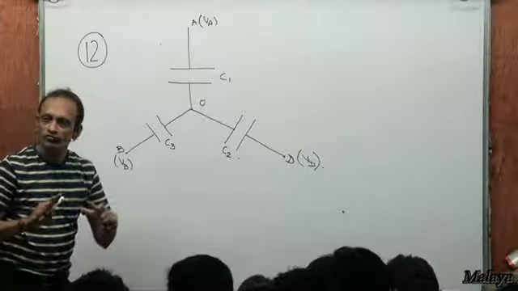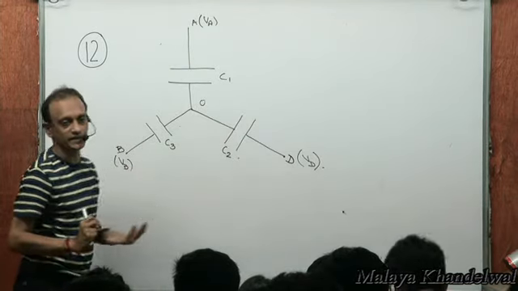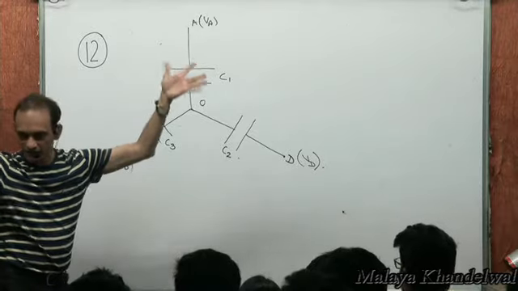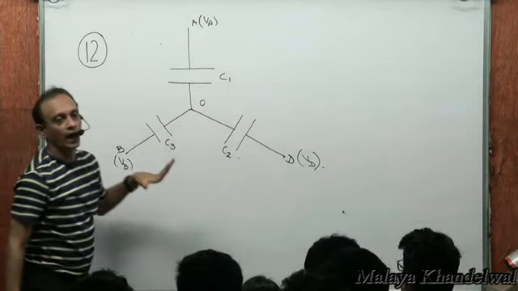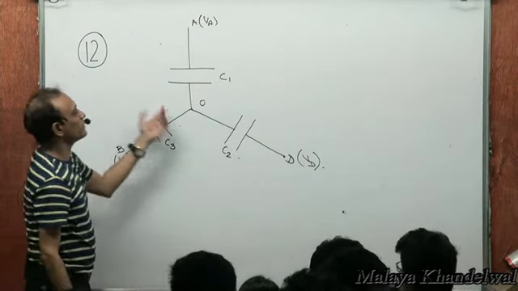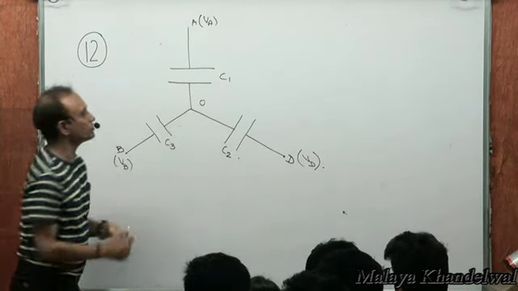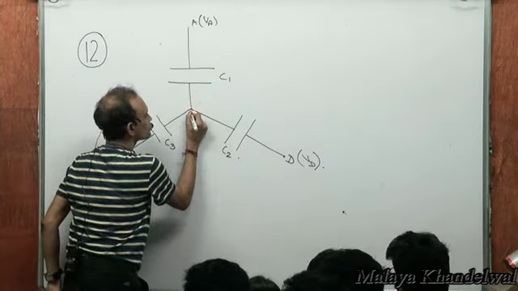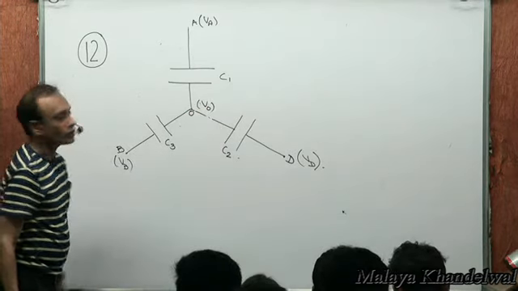Right, so fairly simple. These are three capacitors connected as shown, a part of a bigger network, and A, B, D are at potentials VA, VB and VD. We want to be able to find the potential at O. Now, suppose O is at potential V0, right?